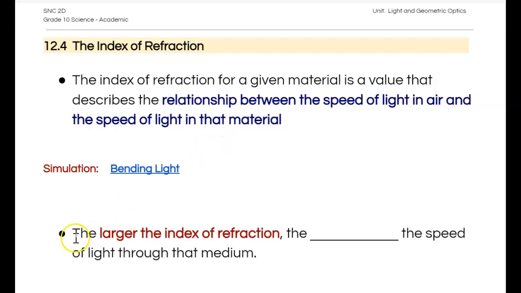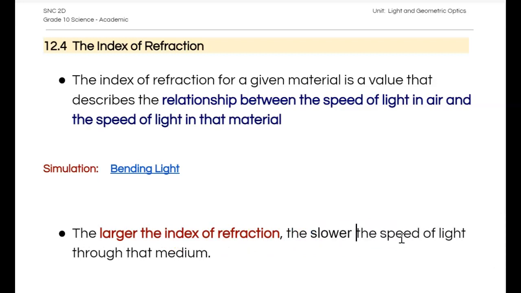So we saw in the simulation, hopefully you were able to make some connections, that the larger the index of refraction, what's the word that goes here? Blank the speed of light through that medium. The slower the speed of light through that medium. And we saw that with glass, right? In air, the index of refraction was 1.00, whereas in glass it was 1.50. So that larger index of refraction indicates that light is going to travel more slowly through that material.